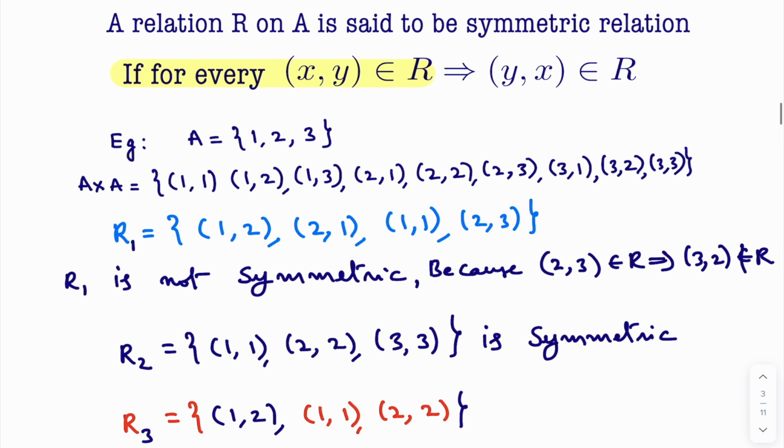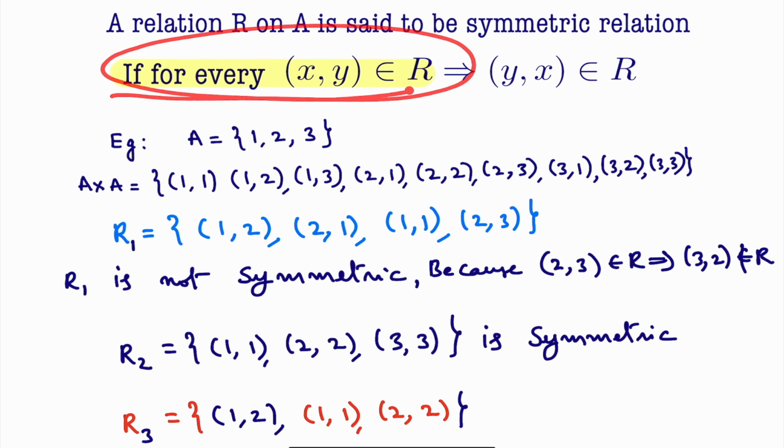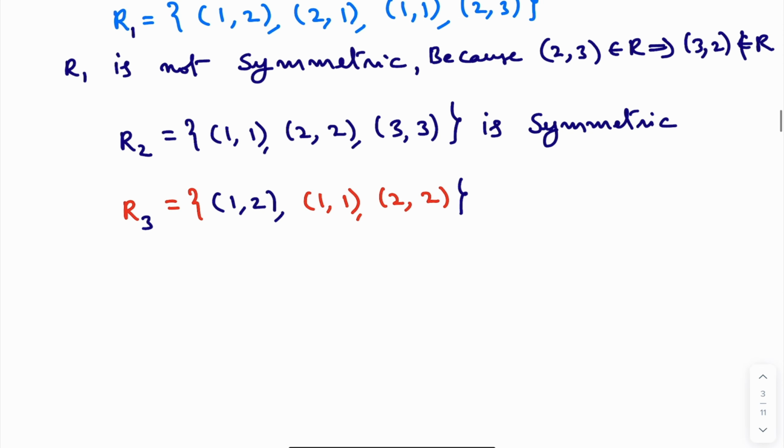How to check? You will check for every ordered pair in the relation, whether (y, x) is there in that relation or not. You observe here (1, 2) is there in this relation. For (1, 2), is (2, 1) present in this relation? No. So this element fails the symmetric condition. If one element fails, directly you can write this is not symmetric. No need to check the other elements.